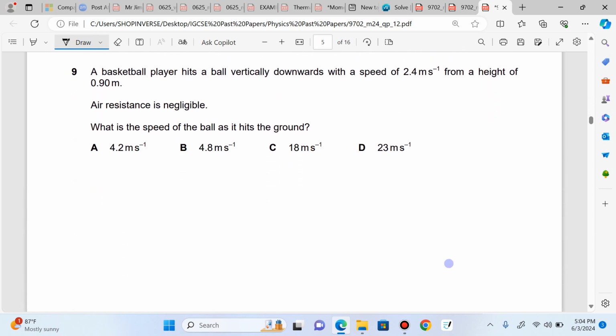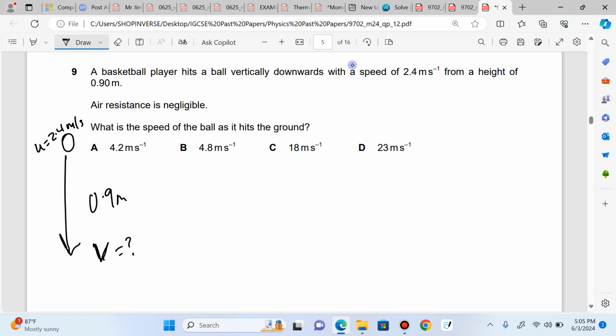We go straight to question number 9. A basketball player hits a ball vertically downwards with a speed of 2.4 meters per second from a height of 0.9 meters. Air resistance is negligible. What is the speed of the ball as it hits the ground? You know, a basketball player hits a ball vertically downwards. So you are giving the ball an initial velocity downward. So you have an initial velocity of 2.4 meters per second. And the ball is traveling through a distance of 0.9 meters. Now you have to calculate the speed of the ball as it hits the ground. So you are looking for the final velocity.